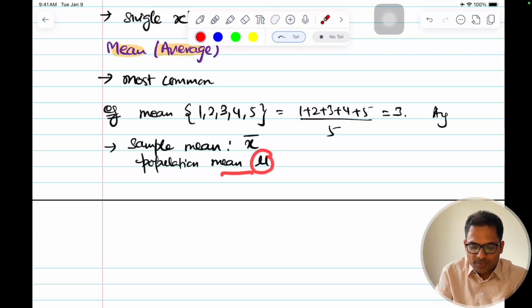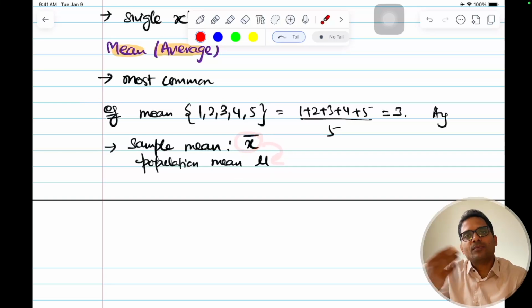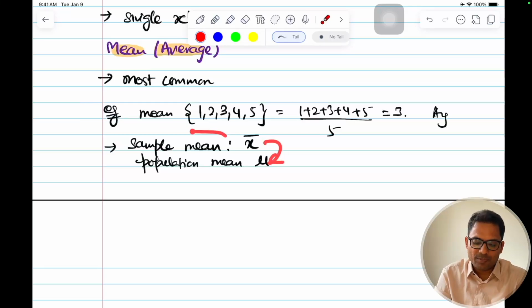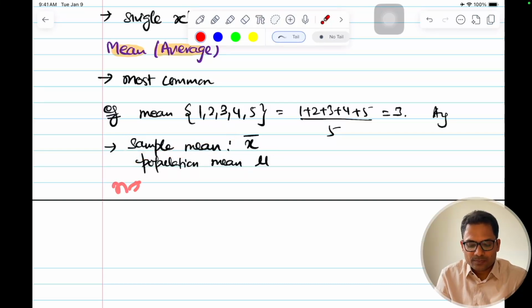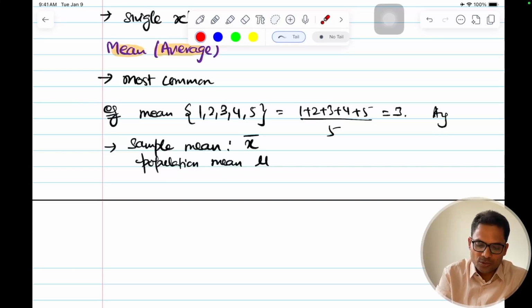So this is your population mean, this is your sample mean. Later we'll read about the central limit theorem, which will justify how the sample mean can, for all practical purposes, be taken as equal to the population mean when n is very large. But this is for understanding: X bar is the sample mean and population mean is mu. That's simple.